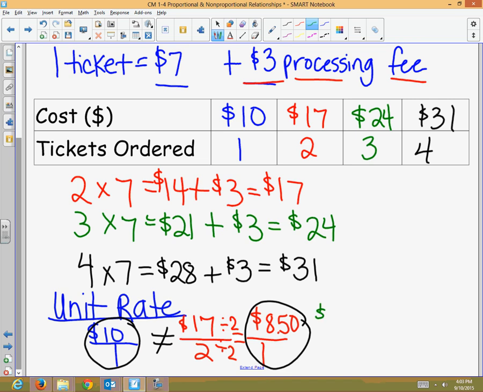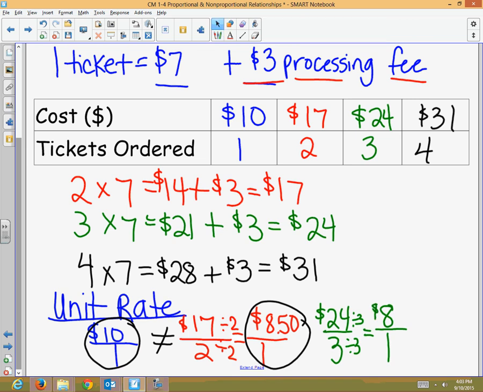3 tickets cost $24. If you reduce it, divide the top and the bottom by 3, that reduces really nicely. 24 divided by 3 is 8 over 1. So that means it averages about $8 per one ticket. 8.50 is not equal to 8 over 1, and 8 over 1 is not equal to 10 over 1. Therefore, it's not proportional. Last one to test.